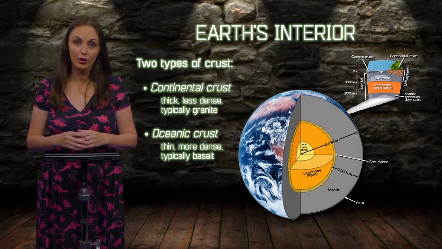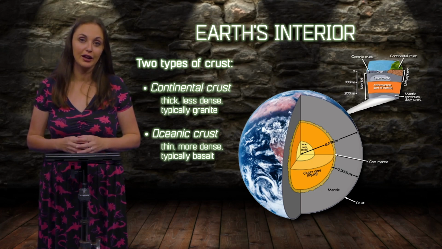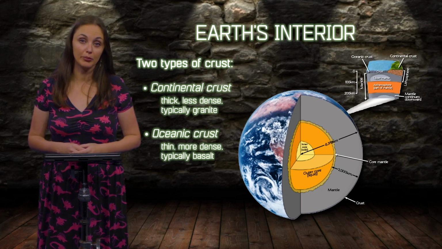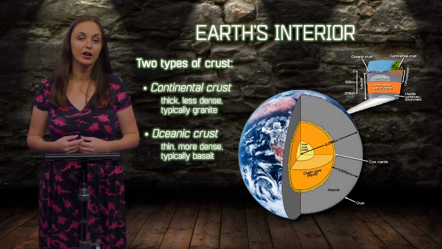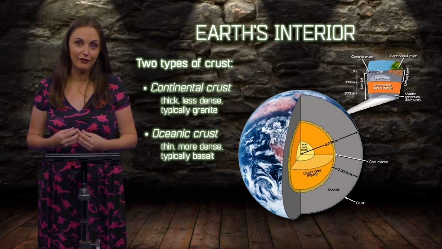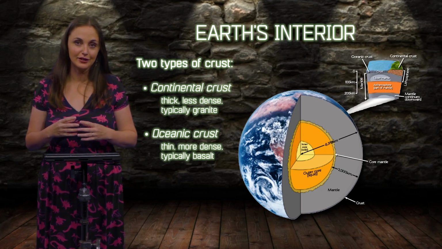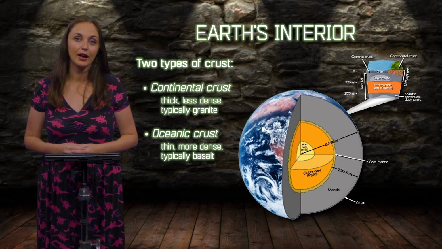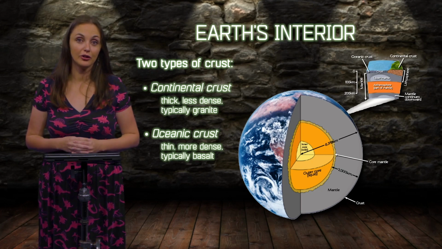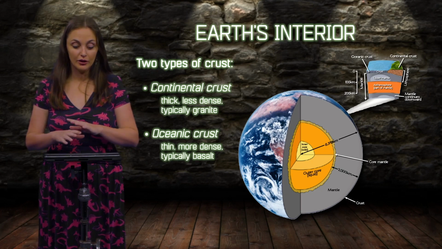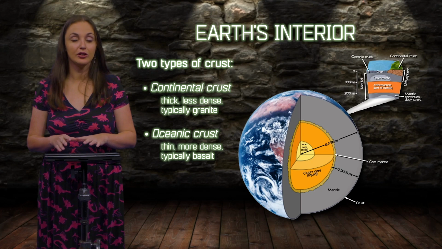Comparatively, though, the core is very, very dense, even compared to the mantle, and especially compared to the crust. The core is composed of nickel and iron. These are two very, very heavy elements, very densely found in the core of the Earth, both in the liquid part of the core, which is the outer core, and the solid part of the core, which is the inner core.